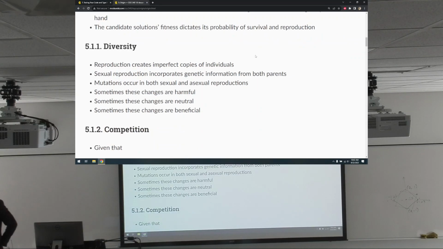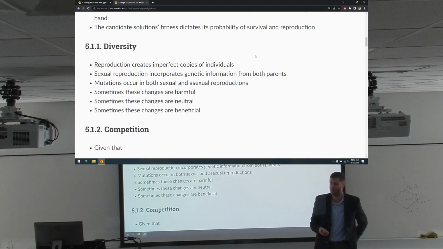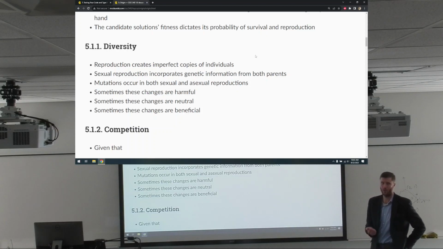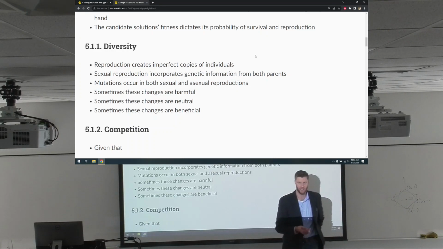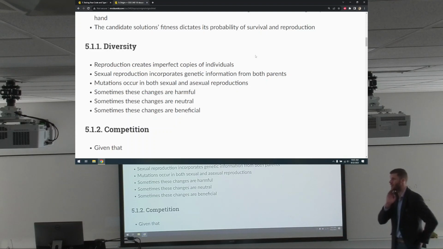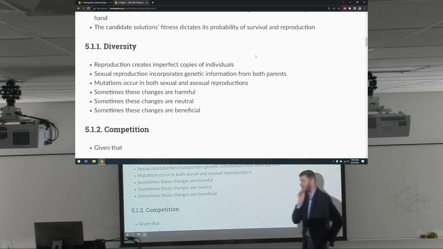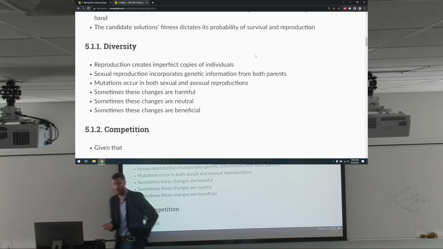Reproduction creates imperfect copies of individuals. You're never going to get a perfect copy. Well, you might get a perfect copy, you might not. With asexual reproduction there could be things that happen where you don't get a perfect copy. With sexual reproduction, you're not getting perfect copies anyways, because that's not how it works. Even the two halves aren't going to be perfect copies because things will just change. It happens. Sexual reproduction incorporates genetic information from both parents. Mutation occurs in both sexual and asexual reproduction, happens all the time.